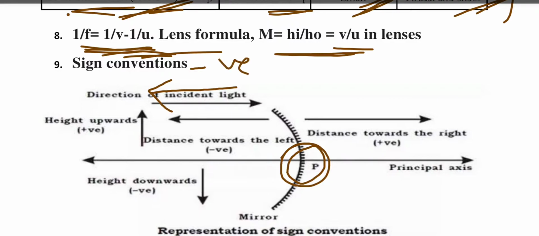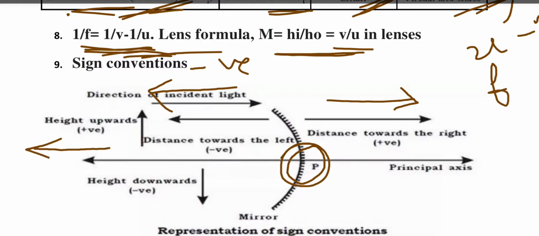So left side, what can you take? You can take object distance u and focal length. Only these are the distances you will take left side. So if you take object distance as well as focal length left side, it will be negative. Whatever you take right side, so image will be formed right side. Sometimes focal length in the case of convex mirror will be right side. So in that case, focal length will be positive and image distance will be positive. Anything measured right side of the pole or optical center is taken as positive.